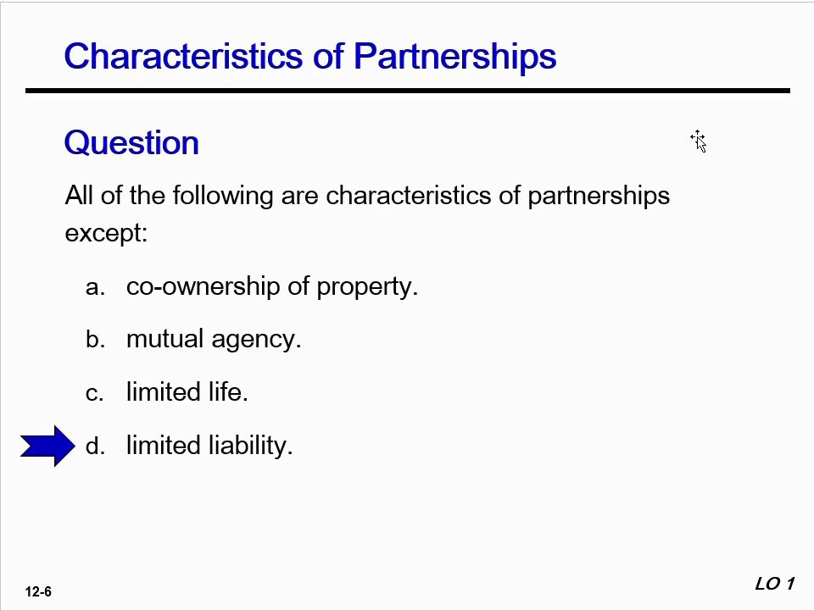So, from the journal partnership point of view, they say all of them are the characteristics of the partnership except, so let's see. Co-ownership of property, yes, we said that. Mutual agency, yes. Limited life, yes. Limited liability, no. For a journal partnership, the liability of the owners is not limited, it's unlimited. So that's why the fourth option, D, is the answer.